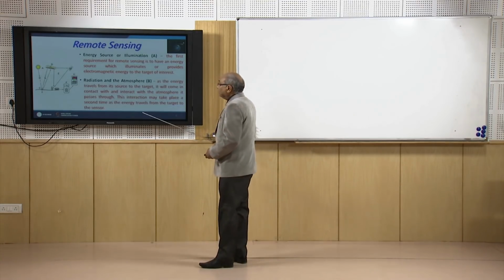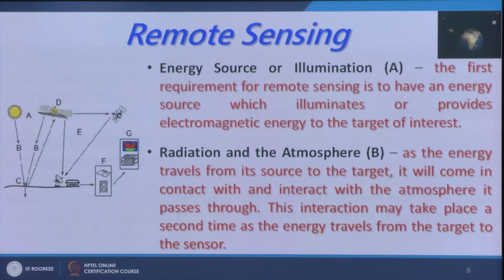Then we have the radiation and atmosphere. As I have mentioned, the solar radiation which reaches the earth has to go back to the satellite through the atmosphere again. So there is a B component shown in this figure. As the energy travels from its source to the target, it will come in contact and interact with the atmosphere. Initially it will interact, then it passes through, and this interaction may take a few seconds as energy travels from target to the sensor.